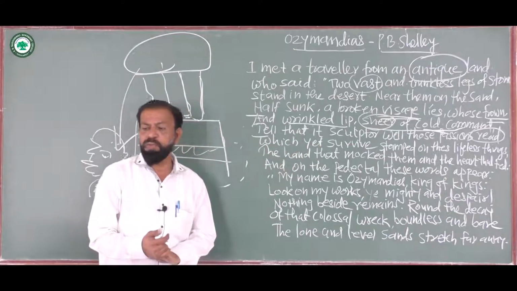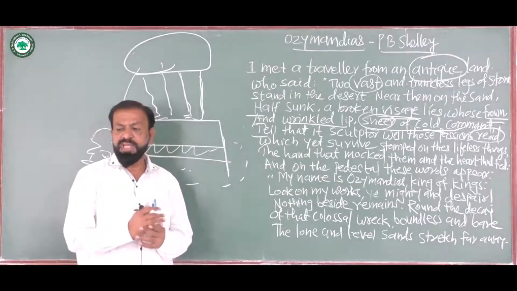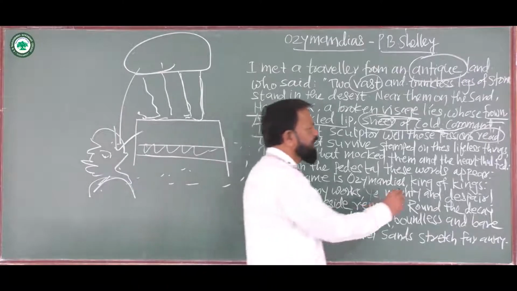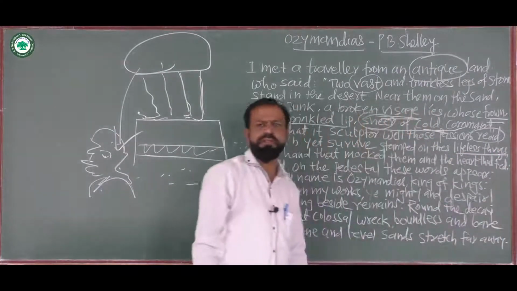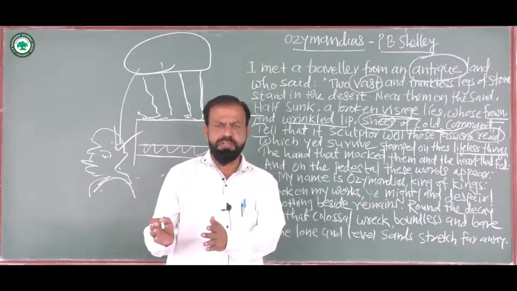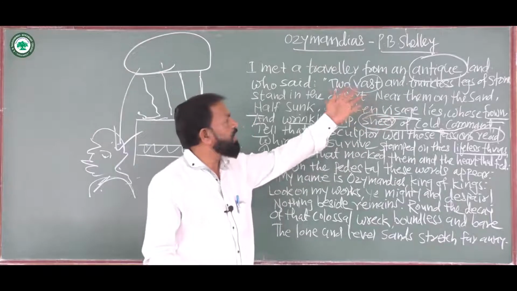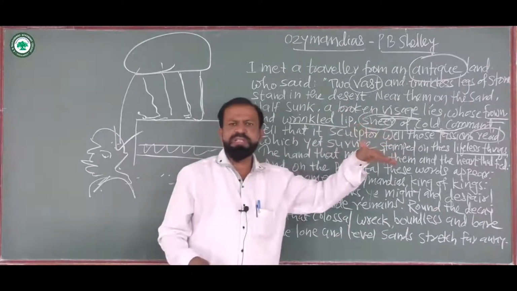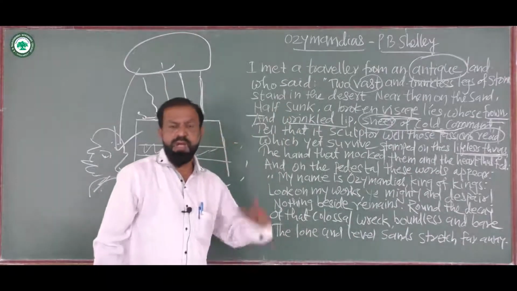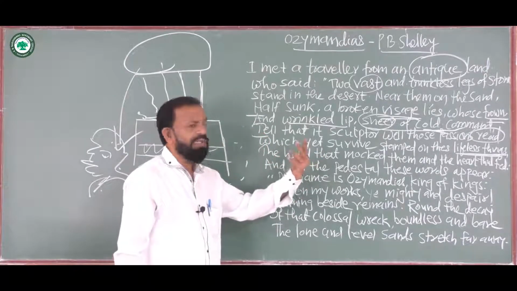Okay, next the poet says, tell this sculptor well those passions read, which yet survive, stamped on these lifeless things. Here, this word, lifeless things. After all, the statue and the original emperor, which is Ramses II, we are going to know about later on after finishing this sonnet. So here the stress is given on lifeless things. Now, whatever passions were inscribed by the sculptor, they become lifeless now.